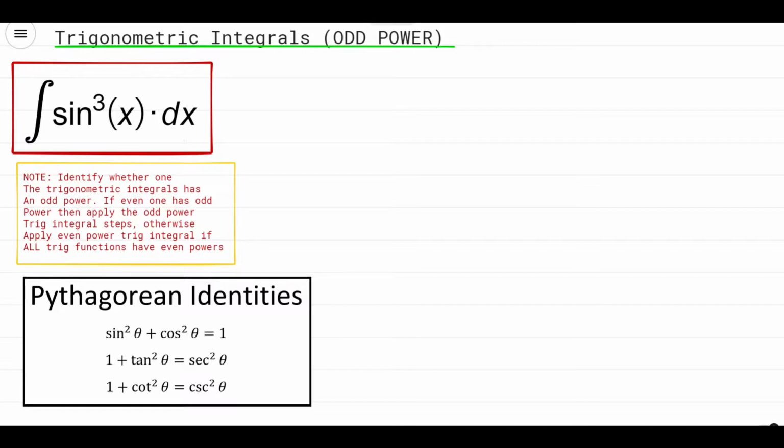But when we do even powers, we do something else. I have a video just on even powers as well. But when we're doing odd powers, we must use the Pythagorean identities. So without further ado, for step one, we're going to break down the exponent of the function.